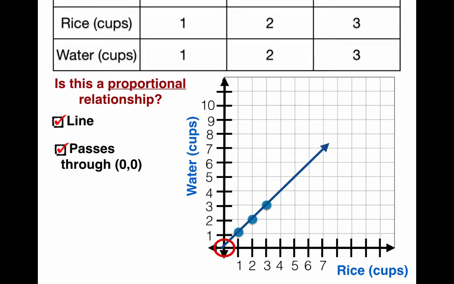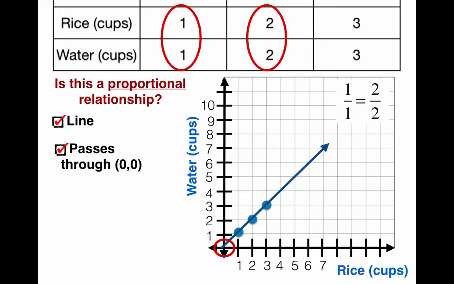Now the last piece. The last piece is, if we made two fractions, are they equal to each other? A proportion is two equal ratios. So if I made a fraction of 1 over 1 and 2 over 2, are those the same thing? Well, divide it. What's 1 divided by 1? And what's 2 divided by 2? That'd just be 1 and 1. Check. Yeah, y over x is equal to y over x.